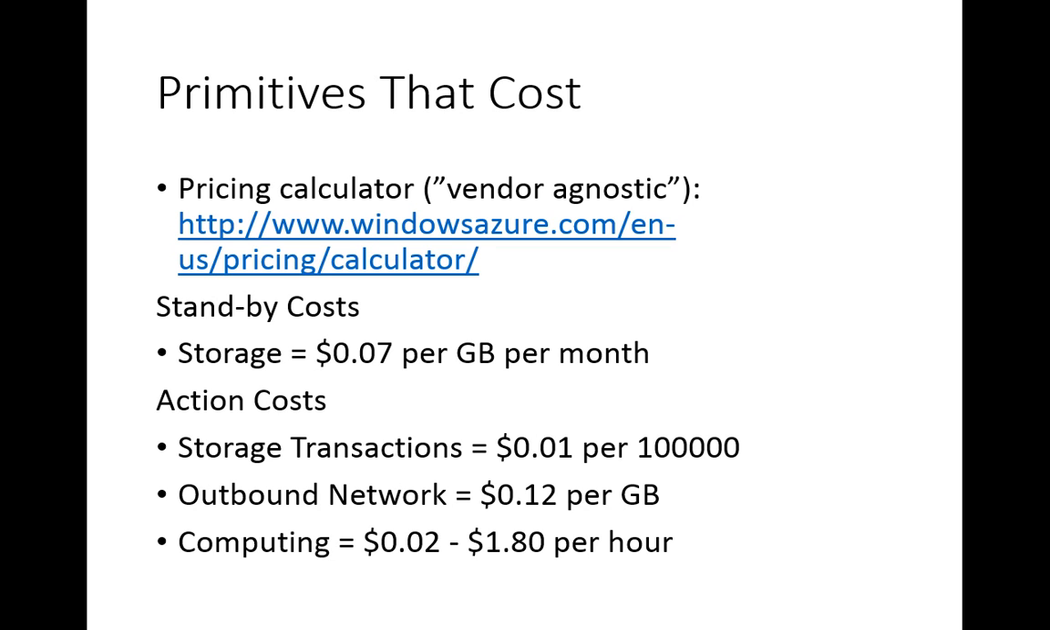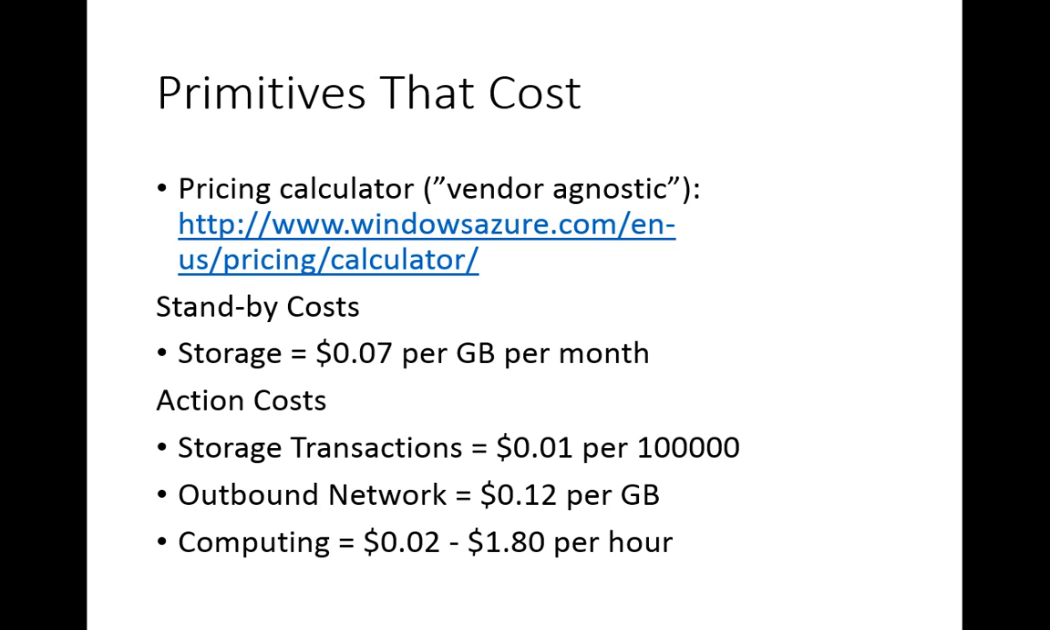Primitives that cost in the cloud are standby costs. Storage, that's $7 per gigabyte per month. That's what occurs regardless of what you do in the cloud. If you have maintained storage, that's how much it's supposed to be paid for locally redundant storage. That's the storage, by the way, which is 3 times redundant over the same data center.